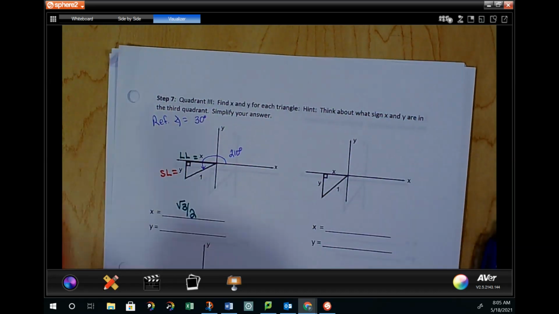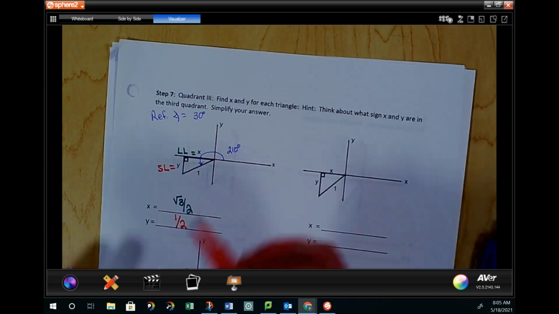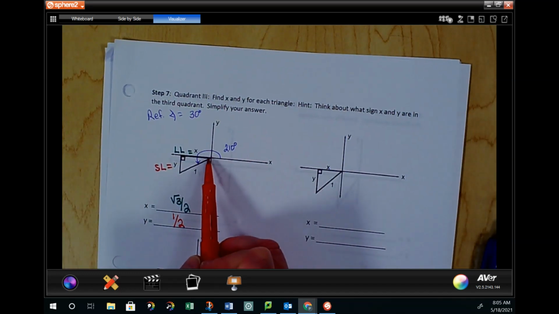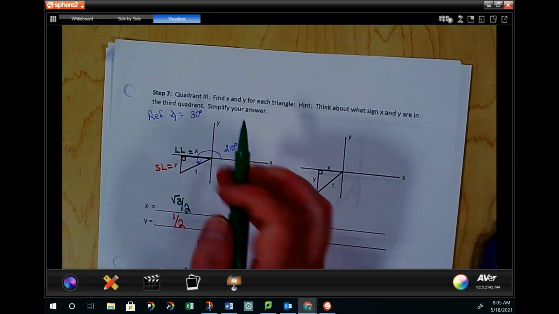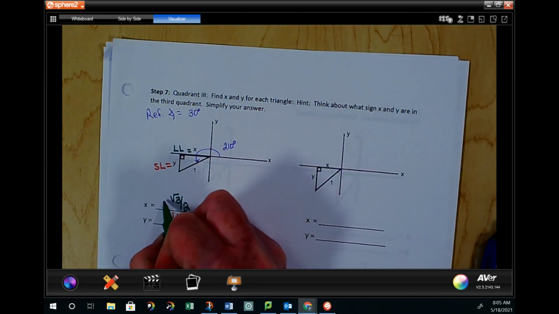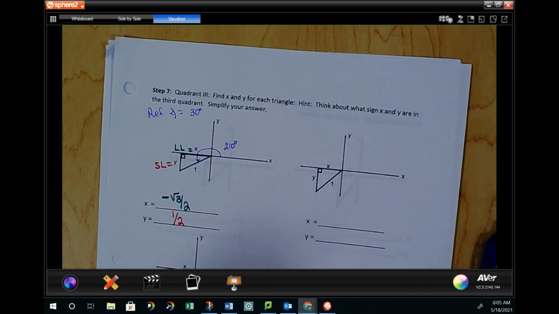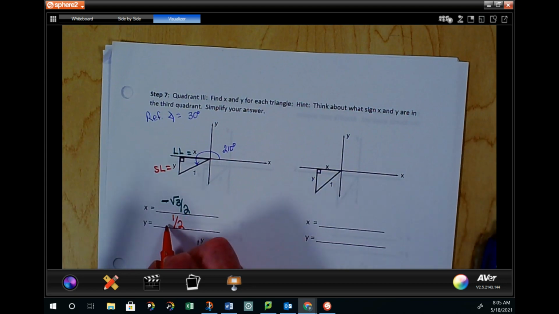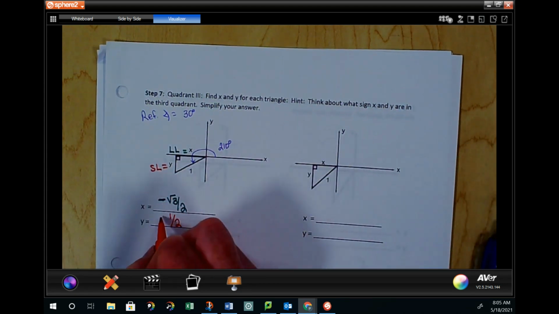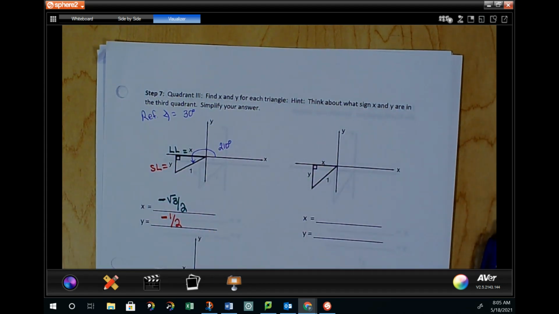And then your short leg for 30, 60, 90 is going to be 1/2. The difference is, when you're moving long leg, I'm moving to the left, so that's going to be negative. And then I'm moving to the right. And then I'm moving down, so that's going to be negative.